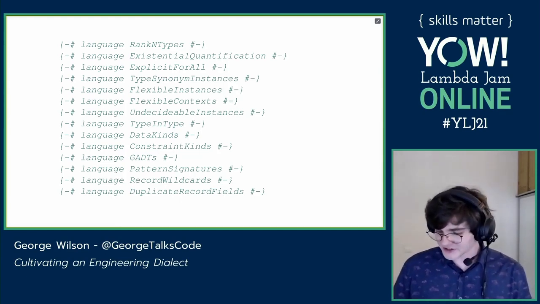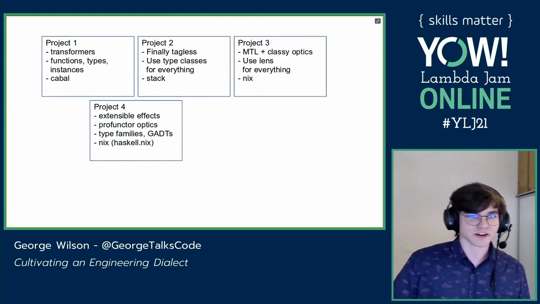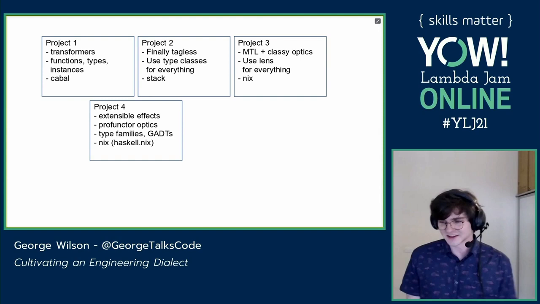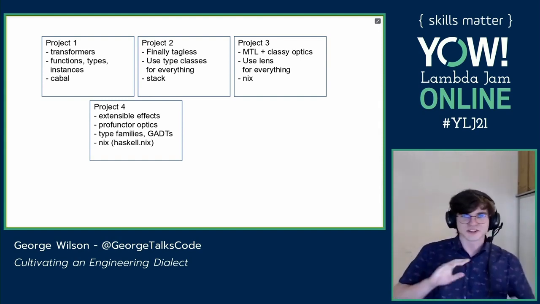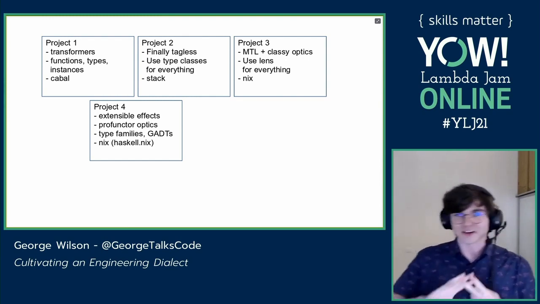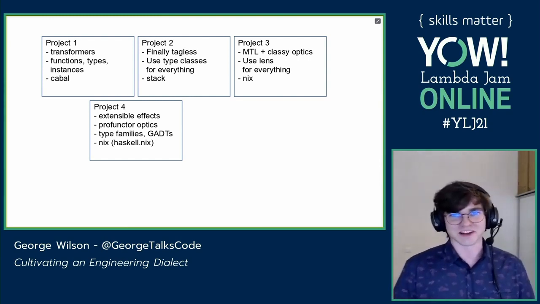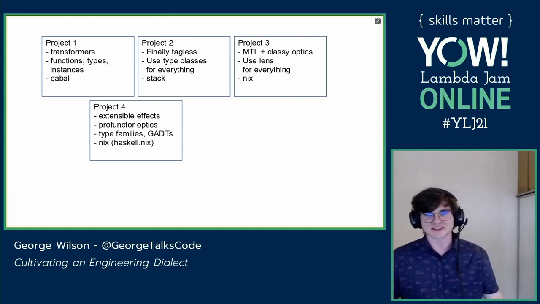Right, and then the boss says, all right, that's great, but now we need, you know, another microservice. And you're like, all right, finally, we've been learning even more cool stuff. This one, we're going to use extensible effects. Van Laarhoven lenses are not enough. We need profunctor optics. We need the real stuff, right?